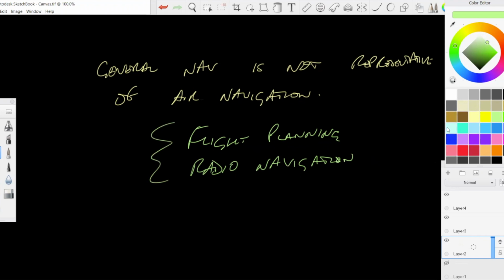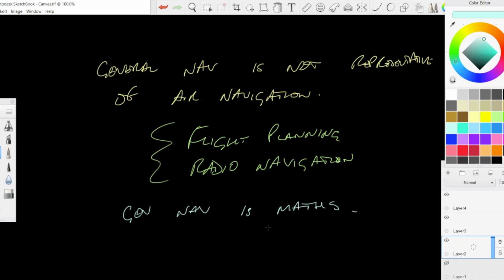So if they're navigation, what's GenNav? GenNav is a maths exam. Primarily geometry, not just geometry though. So it's a maths exam.